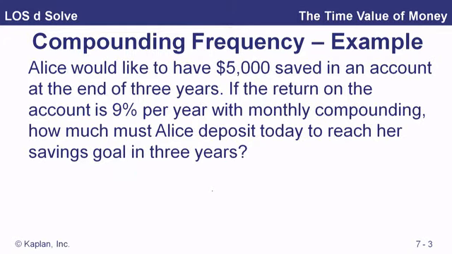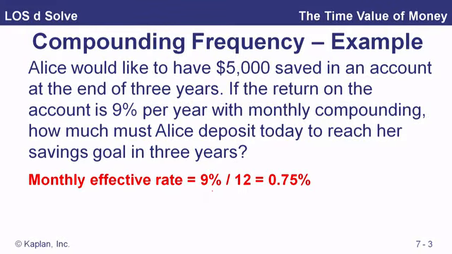Let's look at another example. Alice would like to have $5,000 saved in an account at the end of 3 years. If the return on the account is 9% per year with monthly compounding, so now our stated rate is 9% with monthly compounding, how much must Alice deposit today to reach her savings goal in 3 years? Well, just as we used 1 plus this interest rate to compound into the future, if we divide by that, we can work backwards.